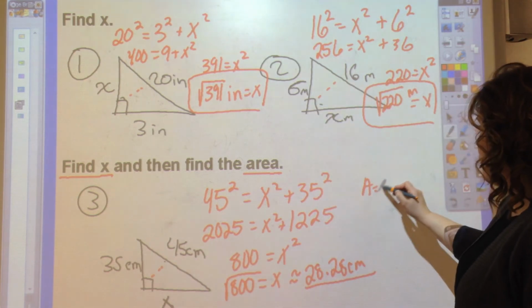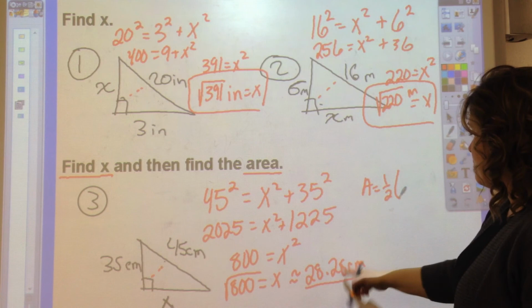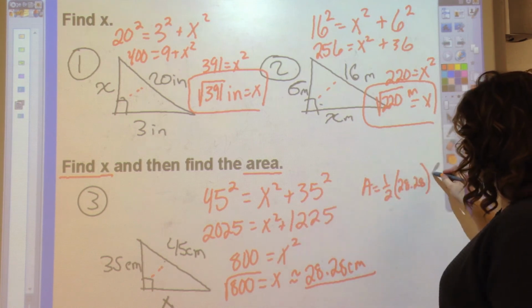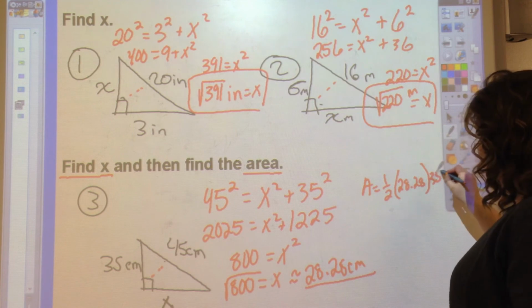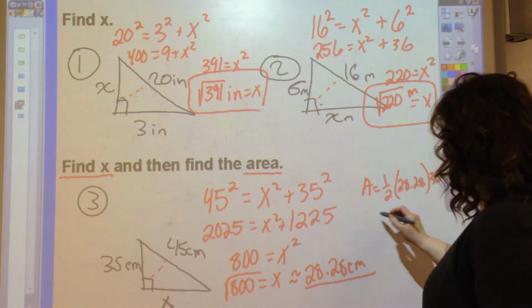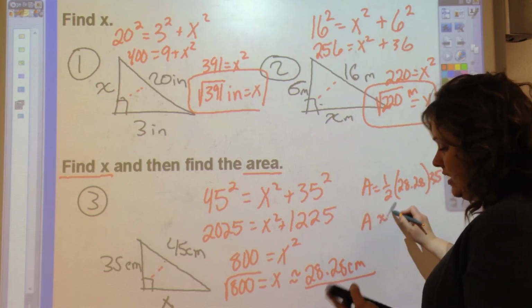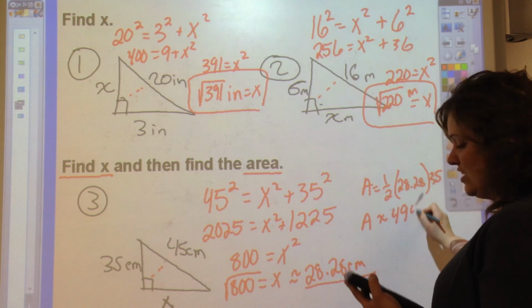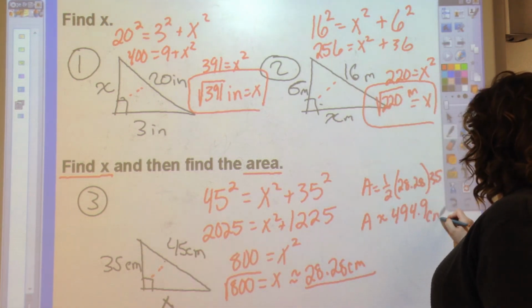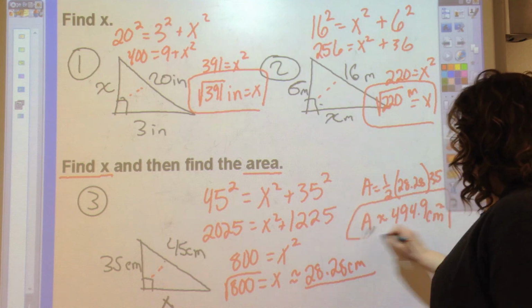Now I could find my area. My area is going to be 1/2 my base, my 28.28, times my height, which was 35. So I would have approximately 494.9, and my units should be squared, centimeters squared.